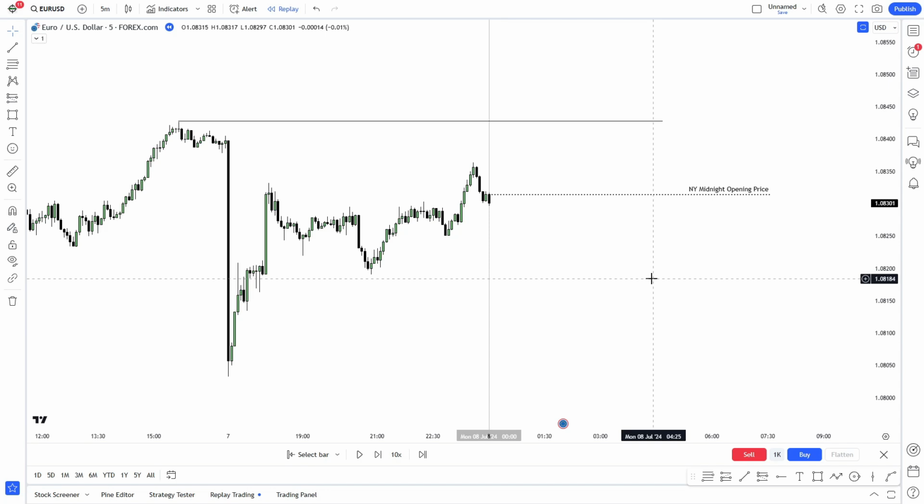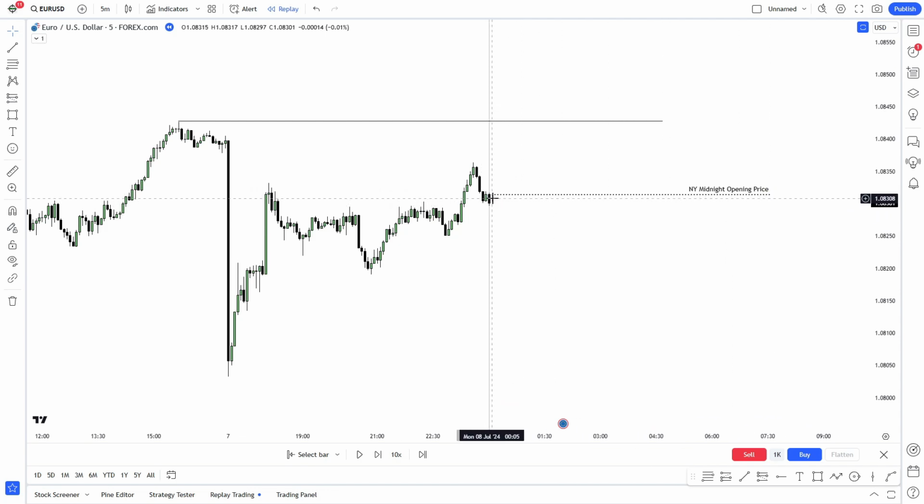All right guys, now I'm on a 5 minute chart on Euro USD, and just to quickly mention, this strategy works on any asset class. Okay, so this works in Forex, this works in crypto, it works in indices. It does not matter which asset class you trade. Okay, so this day right here, I have marked out the midnight opening, the midnight candle right here, along with the New York midnight opening price.